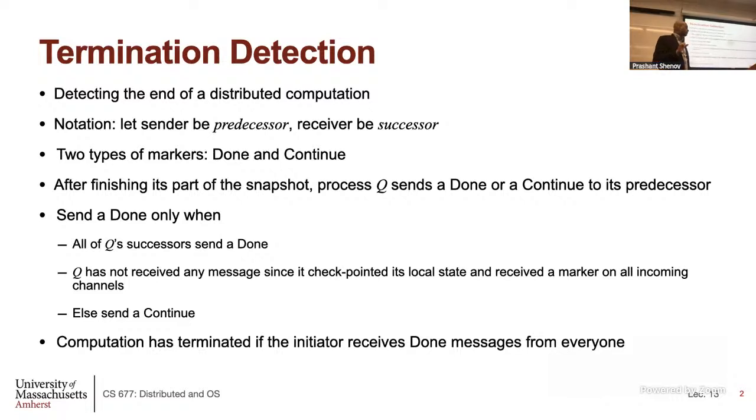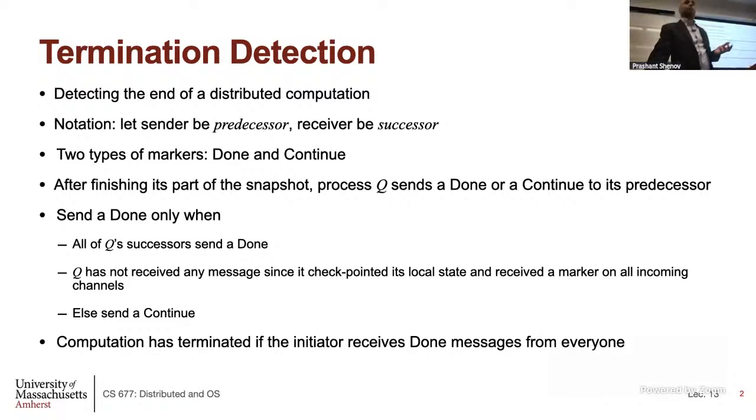So essentially, you wait for all of your neighbors to send you a marker. All your neighbors send you a done marker, which means your successors of node Q send you a done marker. If Q has not received any message since it checkpointed its state, then it's going to send a done, saying I'm done, my successors are done. So it will tell its predecessors it is done. Otherwise, it will send a continue. Continue means that at least that process or something in its successor nodes have not finished some computation.